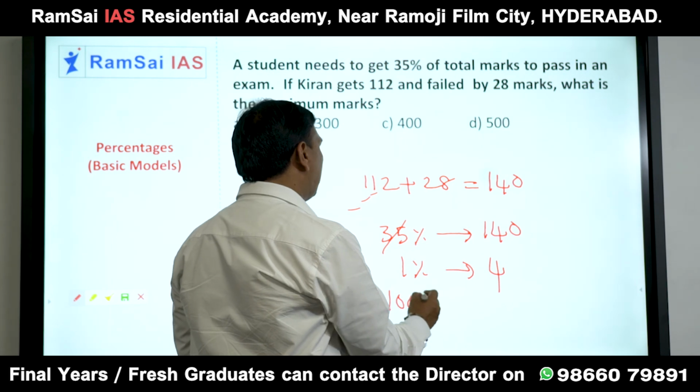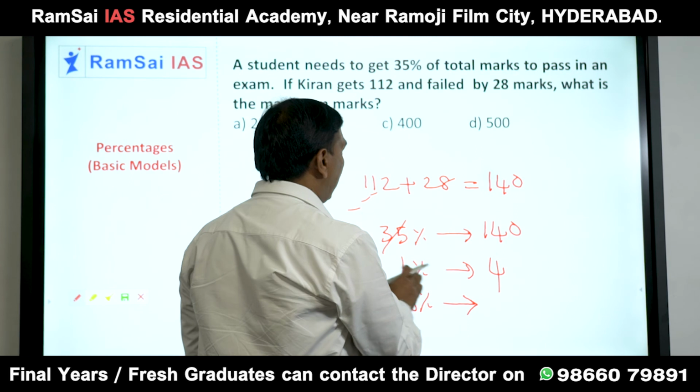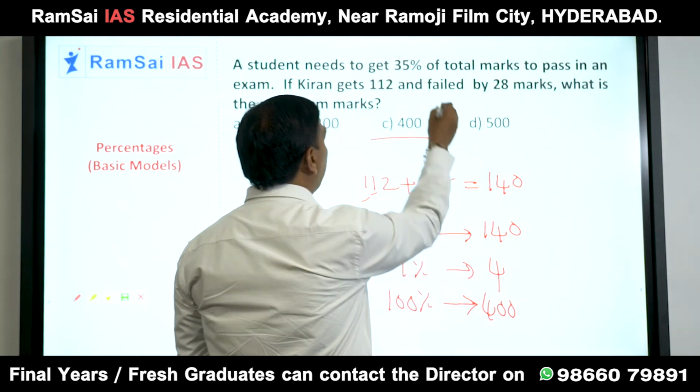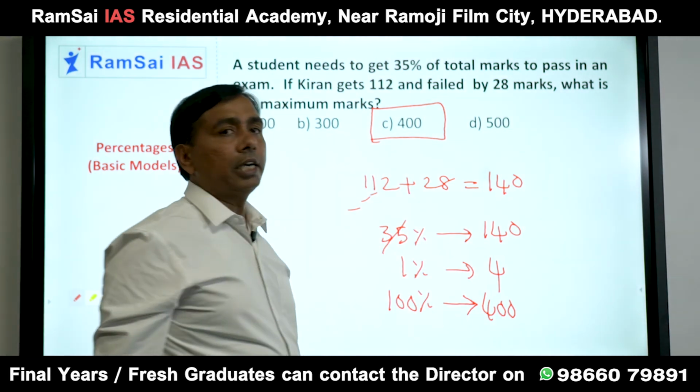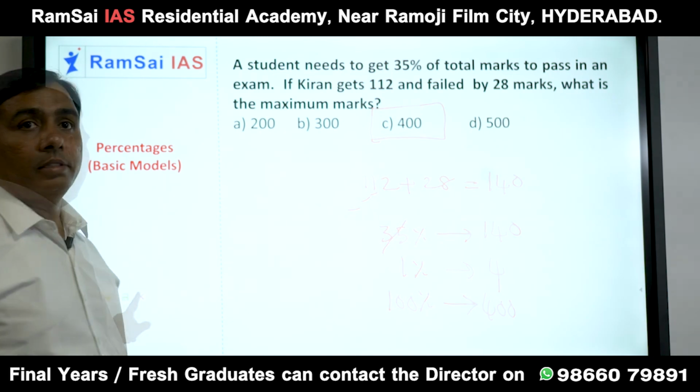Maximum mark is always 100%. Salary is always 100%. Maximum mark is always 100%. 1% means 4. 100% means what? 400. So the test is administered for a maximum of 400 marks. Okay. Very easy question.